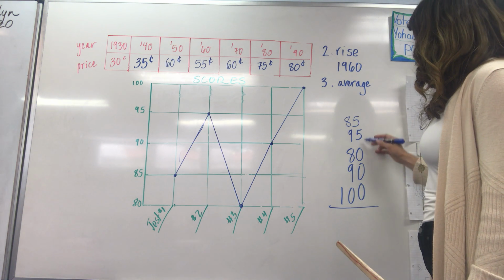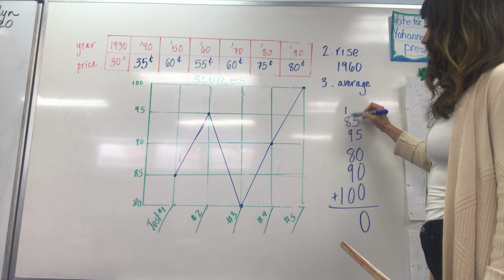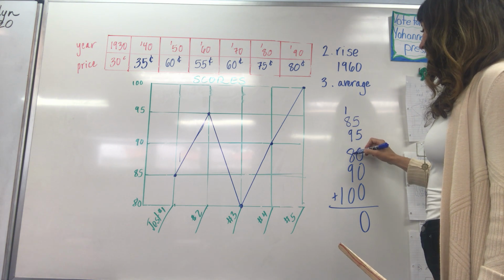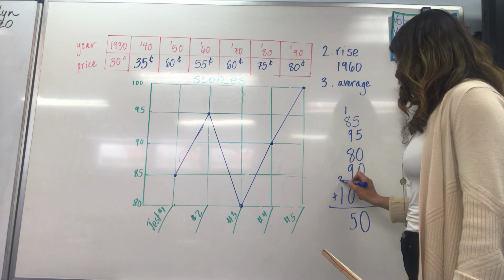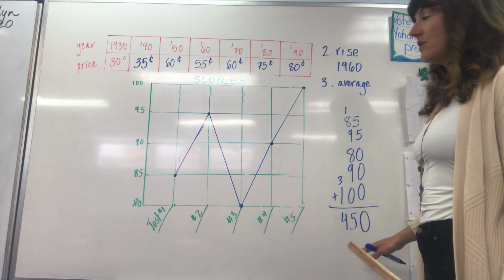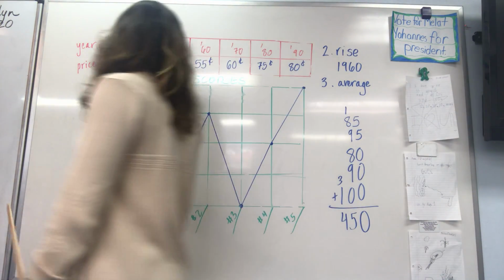5 plus 5 is 10. Carry that 1. 1 plus 8 is 9, plus 9 is 18, plus 8 is 26, and plus 9 is 35. Carry that 3. 3 plus 1 is 4. And now we're going to divide 450 by 1, 2, 3, 4, 5. I'm going to do it over here because I got some space.